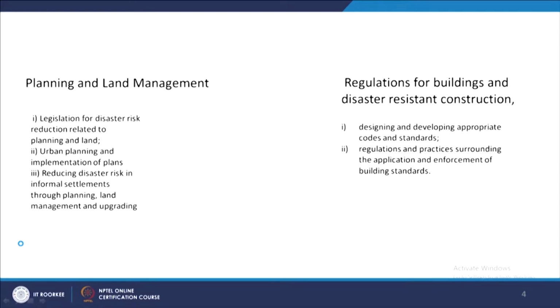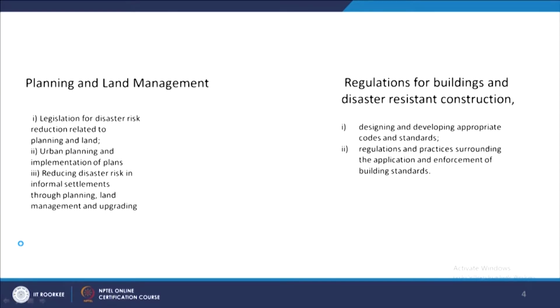Here, this has again been further divided into 3 components. One is the legislation for disaster risk reduction related to planning and land. The second one is urban planning and implementation of plans. The third one is reducing disaster risk in informal settlements through planning, land management and upgrading. So the focus has been very much on the informal settlements.